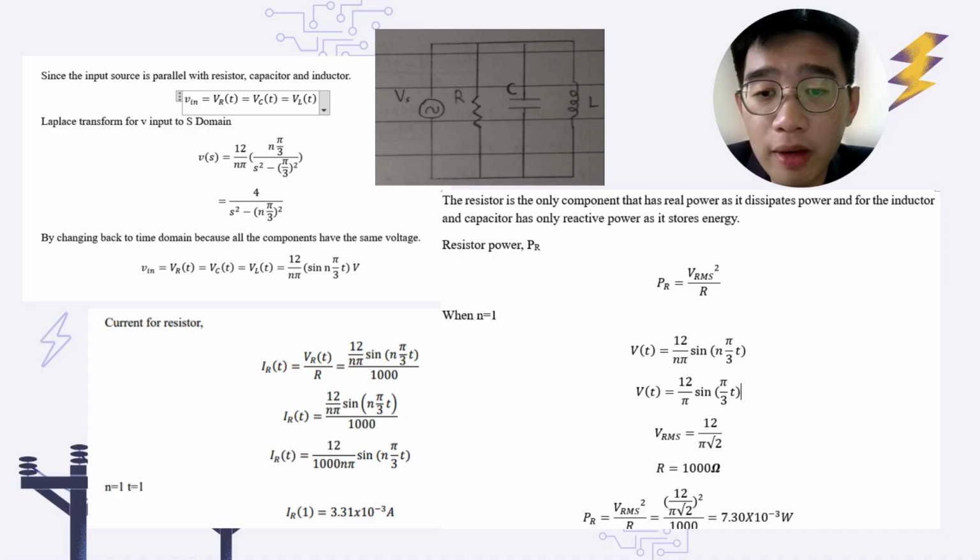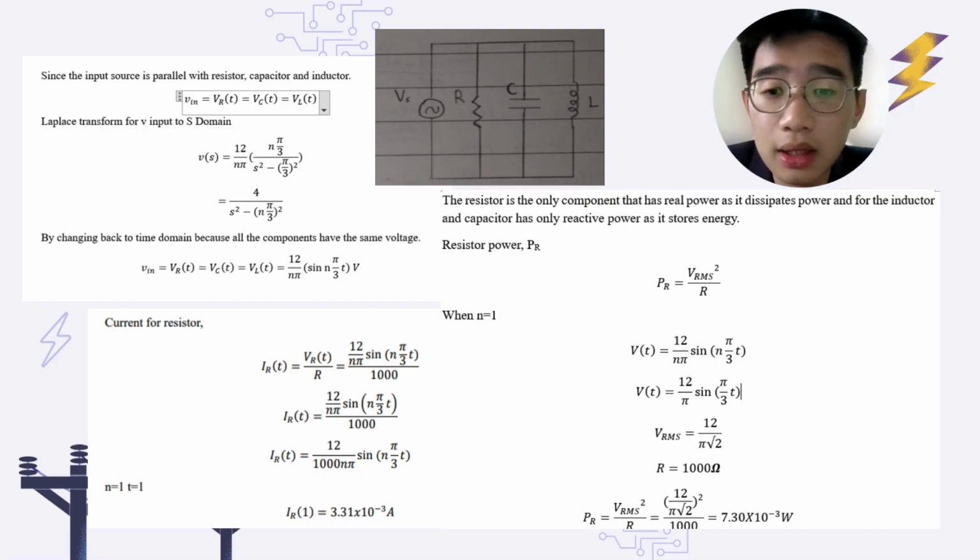So we get 4 over S squared minus n pi over 3 bracket square. By changing back to the time domain, because all the components have the same voltage, we get back the same value, which is 12 over n pi sine n pi over 3t volt.